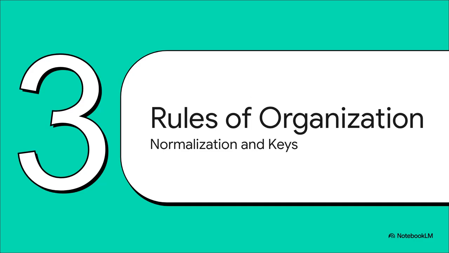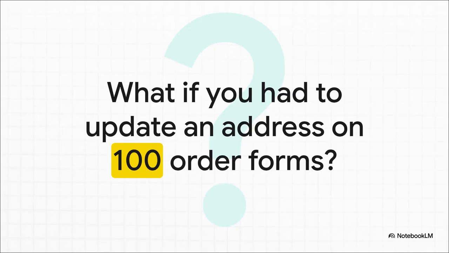So having a structure is awesome, but to make this system truly powerful, you need some rules. You need a way to keep this whole filing cabinet from getting messy and filled with the same information over and over again. Just imagine this for a second. Let's say you have a customer and they place 100 different orders. Are you really going to write out their full name and address on every single one of those 100 forms? No way. It's a total waste of time and space.